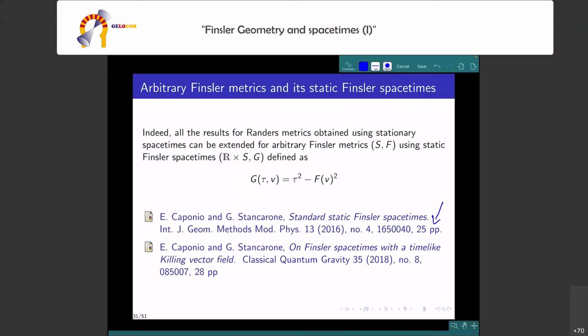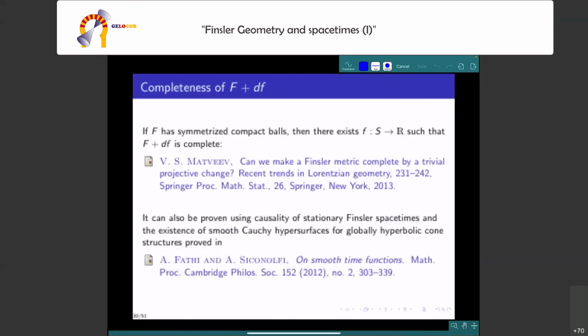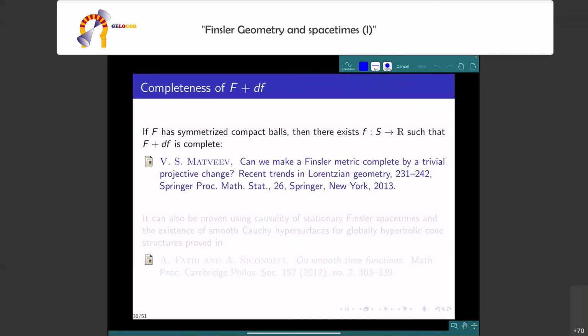But they use the result by Matveev, but you can do it also with the same approach. Basically, what they do here is to characterize the causality of the standard static Finsler spacetime in terms of a Finsler metric. In this case, the Finsler metric is going to be arbitrary. So at the end, you reobtain the result that was first obtained by Matveev.